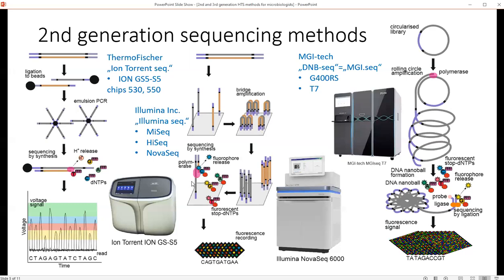And the newer Chinese MGI technology is somewhat similar to Illumina in the end phase, but in the early phase, it is based on a circularized molecule library, which is achieved by rolling circle amplification and formation of DNA nanoballs. Those nanoballs are then sequenced by ligation using ligase enzyme, and recording of the sequence is again done by recording the fluorescence.